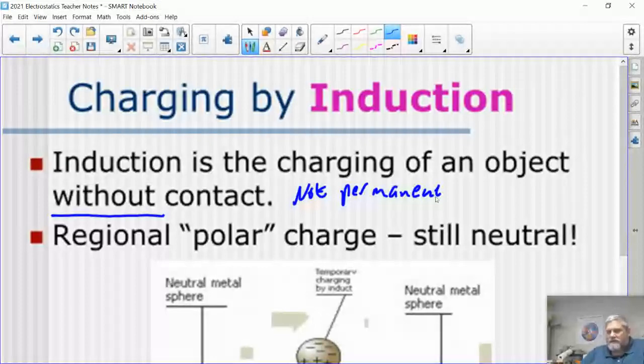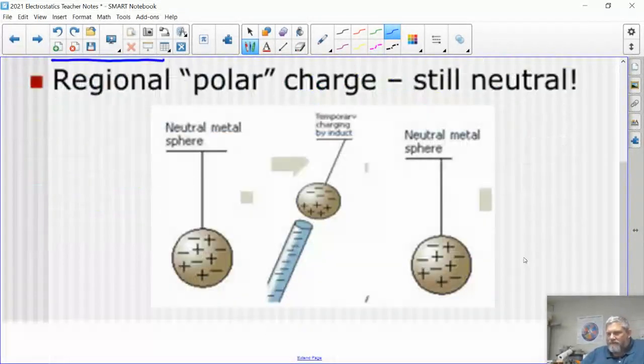So, for instance, this is a good example. If I have a neutral metal sphere, a little metal ball hanging from a string, and I bring a plastic rod, plastic comb, something that's been negatively charged, if I bring it near it, but notice it's not touching.